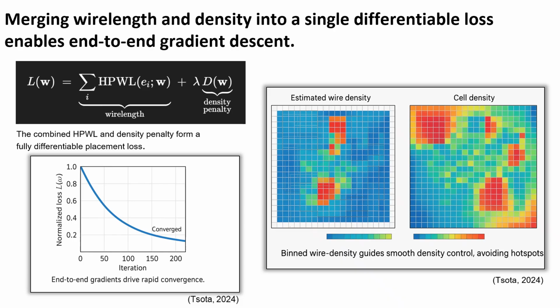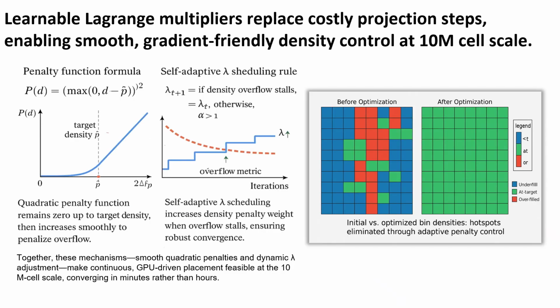So the next slide shows learnable Lagrange multipliers and adaptive penalties, replacing costly projection setups, ensuring smooth GPU-driven density management at scale. Learnable Lagrange multipliers replace costly projection steps, enabling smooth gradient-friendly density control at a 10 million cell scale. Discrete legalization on 10 million cell layouts is prohibitively expensive. DREAMPlace instead embeds overlap control directly into a continuous loss, solvable with the same GPU-driven gradients that shrink wire length.